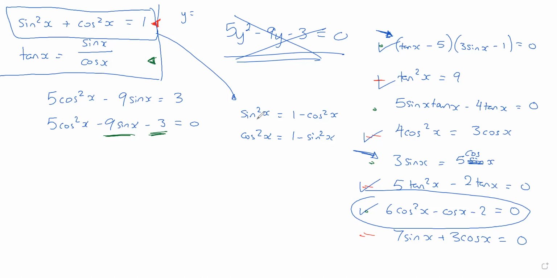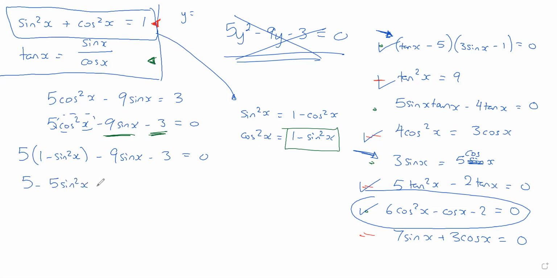But this cos squared x can be written as 1 minus sine squared x. And that's all I need, because now I'm going to replace that bit with this. So I get 5 lots of 1 minus sine squared x, minus sine x, minus 3 equals 0. And now it's just expand and rearrange. So I've got 5 minus 5 sine squared x minus 9 sine x minus 3.